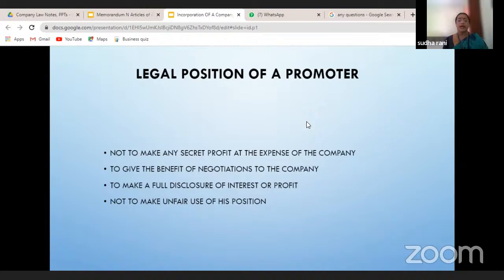Yes, he can, but he should disclose why he is showing interest in selling his land to the company, what profit he is making, and what his interest is in selling the land.